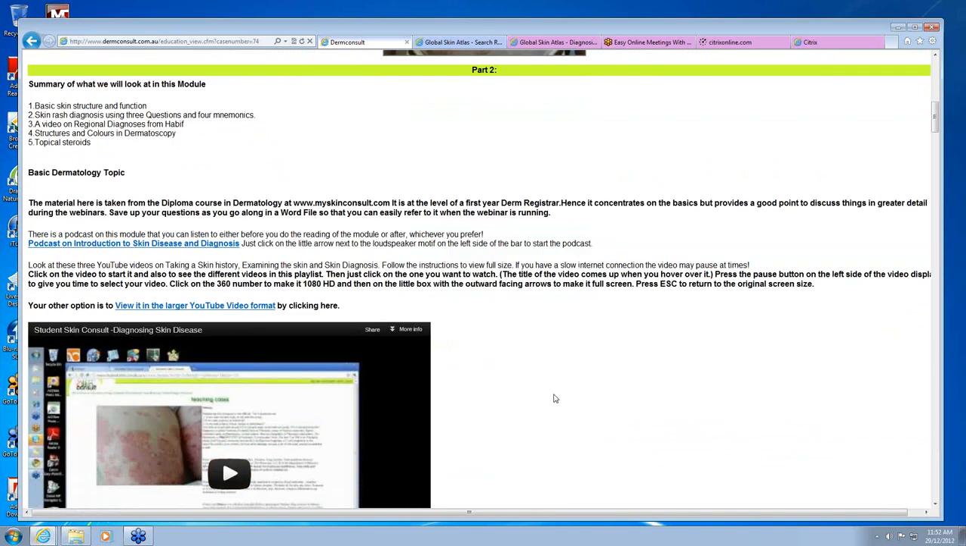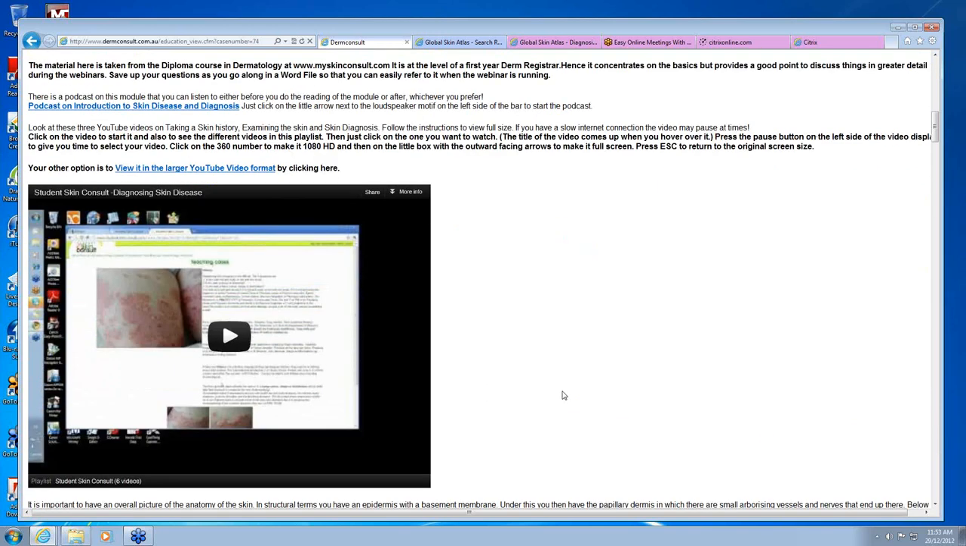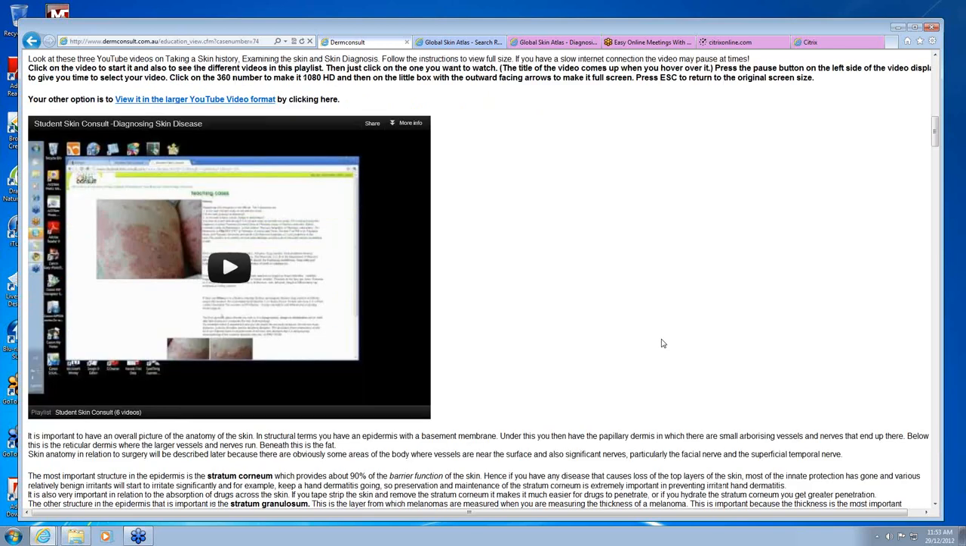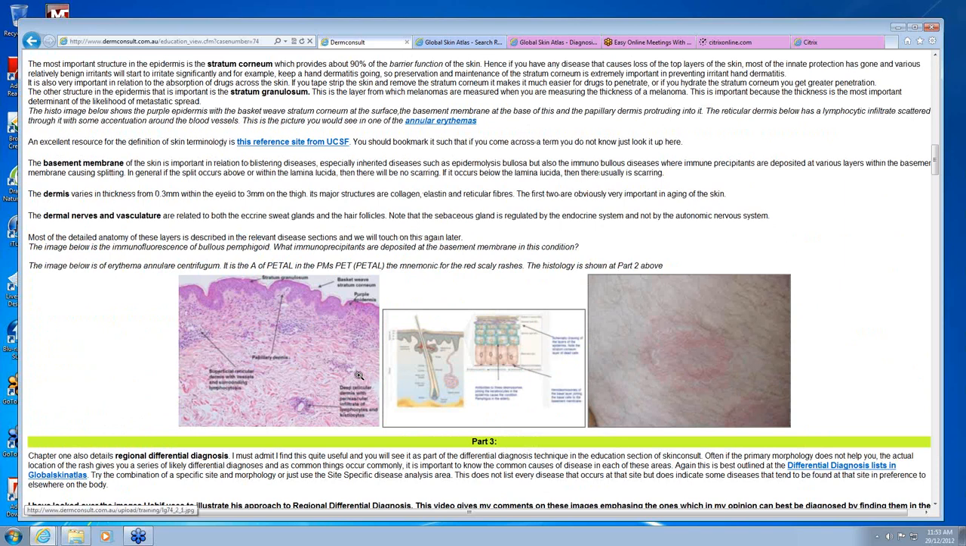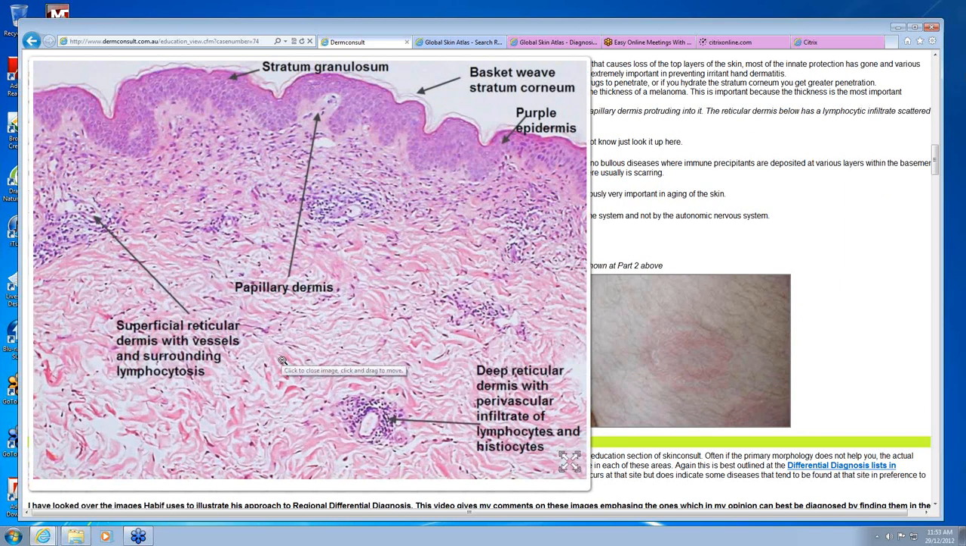So, let's have a little look at the basic dermatology topic here. It's the first part of the diploma course that we've run. And if you've had time, you should have been able to look at this particular video here and had a listen to the topic. Here's just a schematic representation of the epidermis itself.